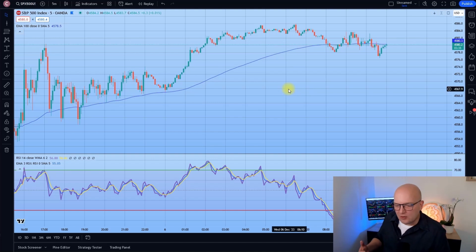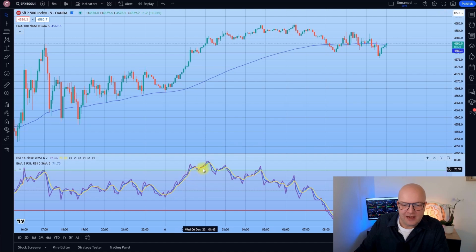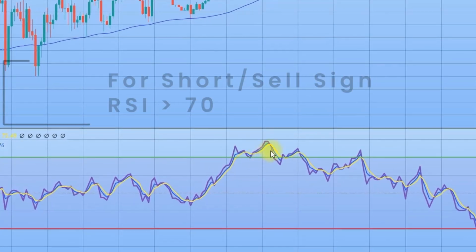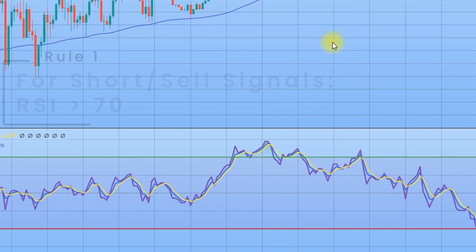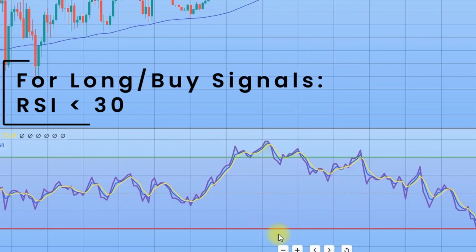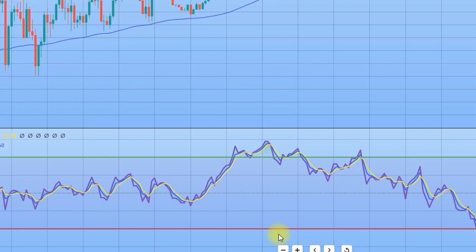Now, let's talk about the trading strategy itself. What we are looking for are actually 2 things. First, and this is the classic RSI interpretation, we want to see the RSI being either above 70 in order to look for so-called short signals or sell signals, or below 30 in order to look for buy signals or long signals.